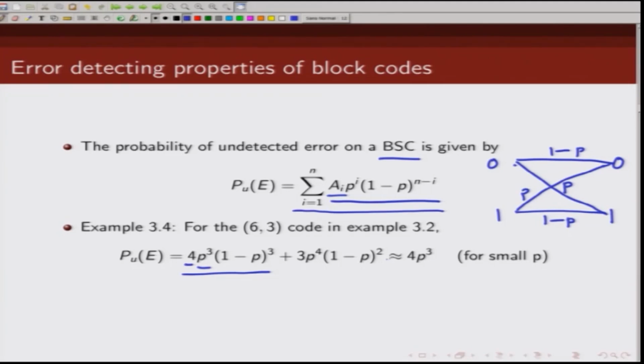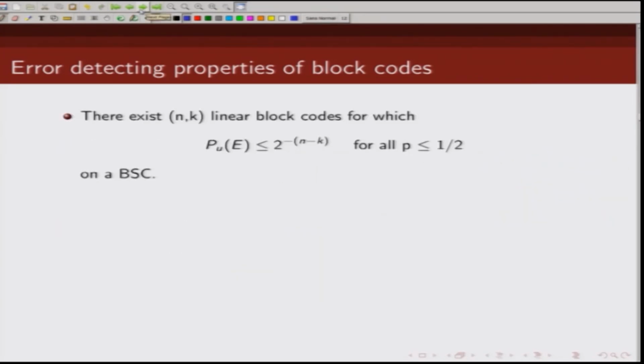And since p is typically small, I can approximate this undetected error probability as 4 times p cube, because 1 minus p will be close to 1, and since p is a small number, p raised to power 4 will be a much smaller number. So, this will be roughly equal to 4 into p raised to power 3. This is for the case when p is small.